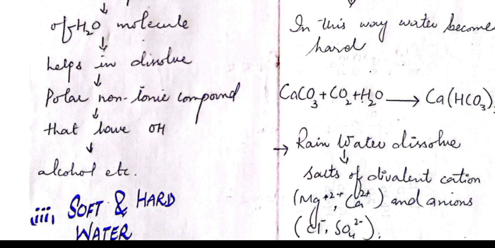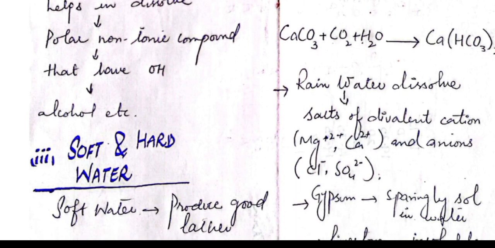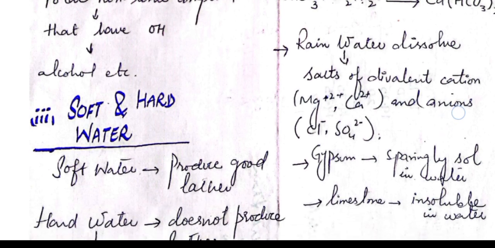I have already told you that there is a difference between bicarbonates and carbonates. Whenever you see the H in the formula, it means bicarbonate, and without H, it's carbonate. Like in the given equation, CaCO3 is calcium carbonate, but Ca(HCO3)2 is bicarbonate. This conversion from insoluble to soluble bicarbonate makes the water hard. Here's the equation: calcium carbonate, carbon dioxide from the atmosphere, and water, your rainwater, form calcium bicarbonate.